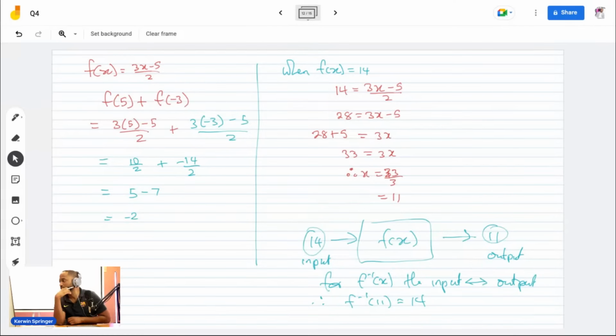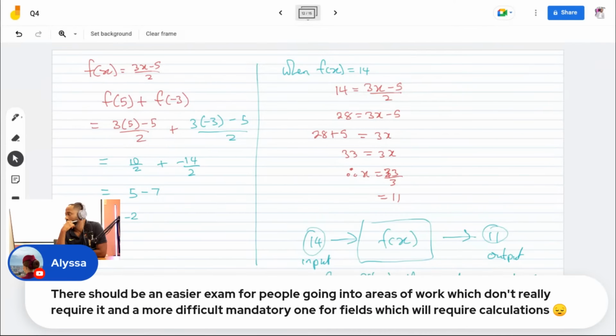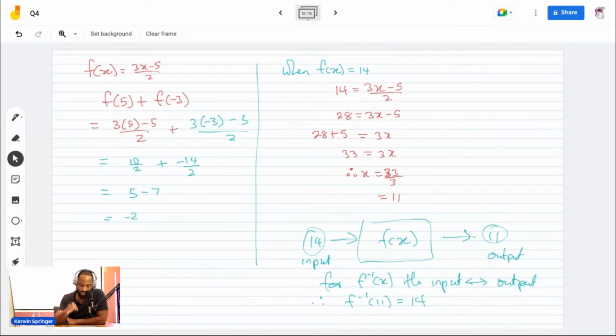Alyssa, I kind of agree with you. Alyssa said there should be an easier example into other things that work, so that maths doesn't need to be mandatory. I understand where you're coming from with that, Alyssa. Who said that? Who said they've seen a mistake? Hassan, you have to tell me what you're talking about because I see nothing here. Hassan, you keep me back from doing my last question, but let me just do my last question.